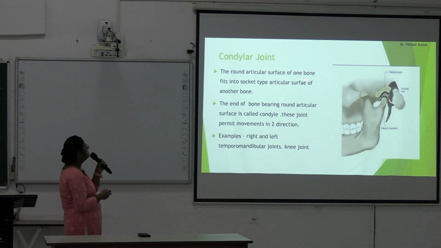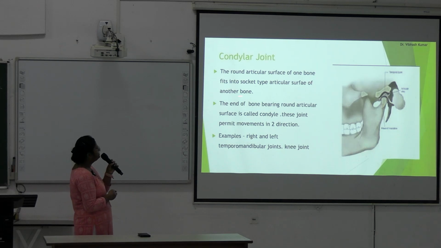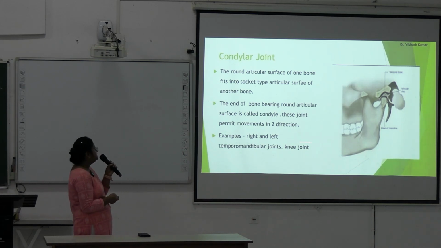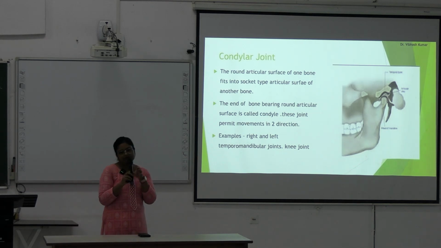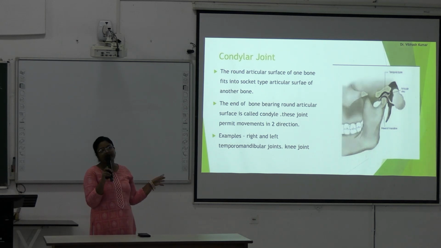So the round articular surface of one bone fits into the socket type articular surface of another bone, and the end of the bone bearing the rounded articular surface is called the condyle. This is the condyle of the mandible, and these joints permit movement in two directions. Examples are the right and left temporomandibular joints and knee joints. In the knee joint, the condyles of the tibia and the condyles of the femur are articulating.